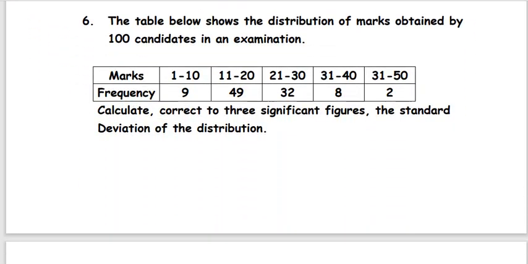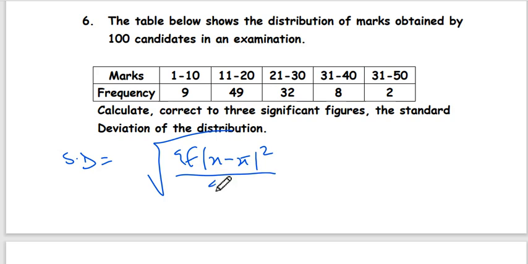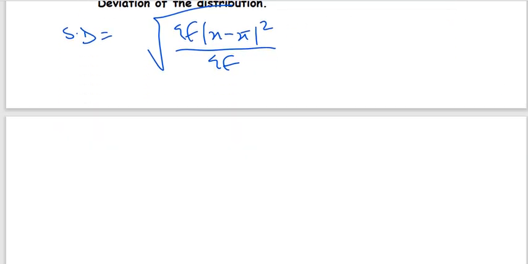Number 6, the table below shows the distribution of marks obtained by 100 candidates in an exam. Calculate, correct to 3 significant figures, the standard deviation of the distribution. Standard deviation, the formula is square root of summation f times (x minus x bar) squared, divided by summation f. So we use this formula to create a table.